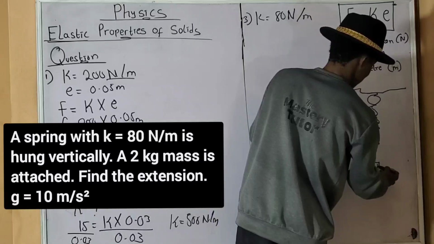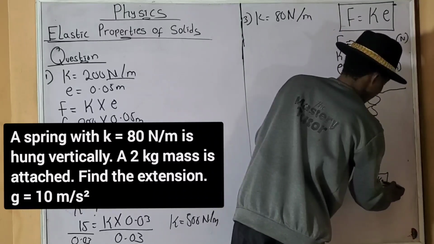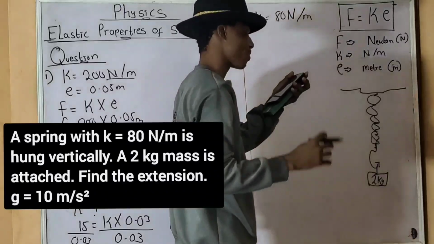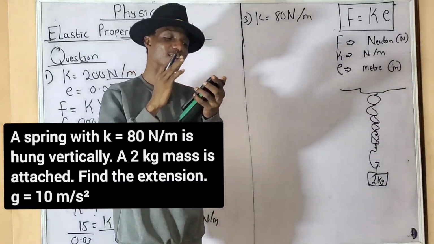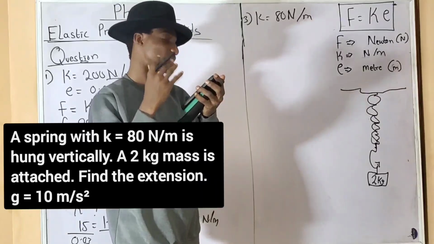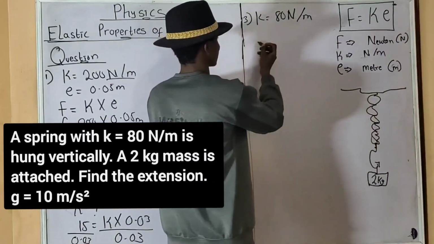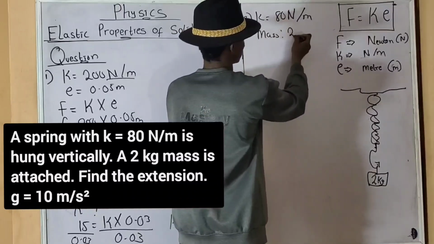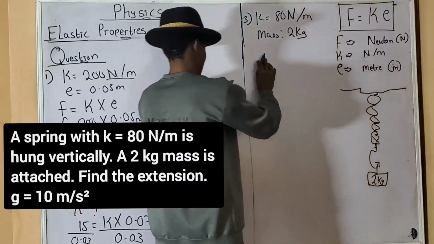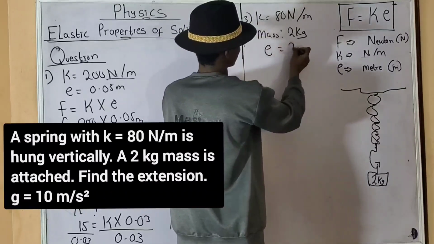A load of 2 kilogram is attached to it. The question says a load of 2 kilogram is attached to it. So we have 2 kilogram and we are asked to find the extension. So let me just say M, which is the mass. Mass is 2 kilogram. And then we are looking for the extension.